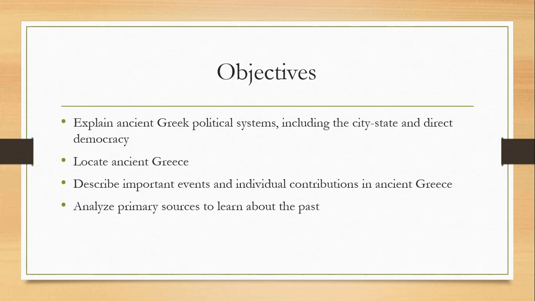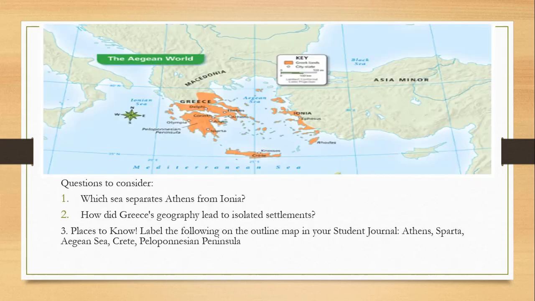We're going to be taking a look at a couple different people. And the last thing is analyze primary sources to learn about the past. Not so much in this mini lesson, but as you go through your lesson, you'll be looking at some primary sources. So that is what you should be learning about today.